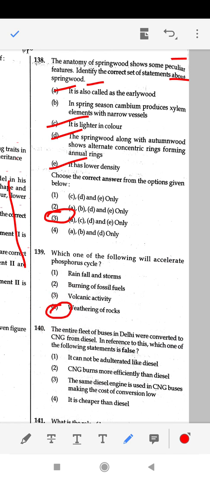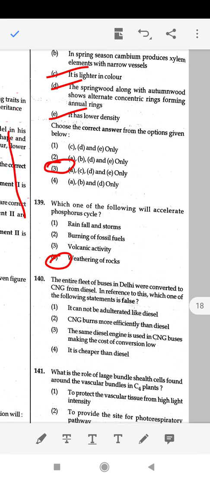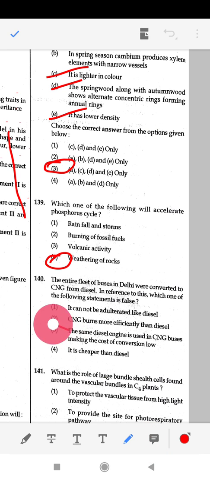weathering of rocks. The entire fleet of buses in Delhi were converted to CNG from diesel. In reference to this, which one of the following statement is false? Answer will be the 3. The same diesel engine is used in CNG buses, making the cost of conversion low. This statement is false statement which is asked in this question.